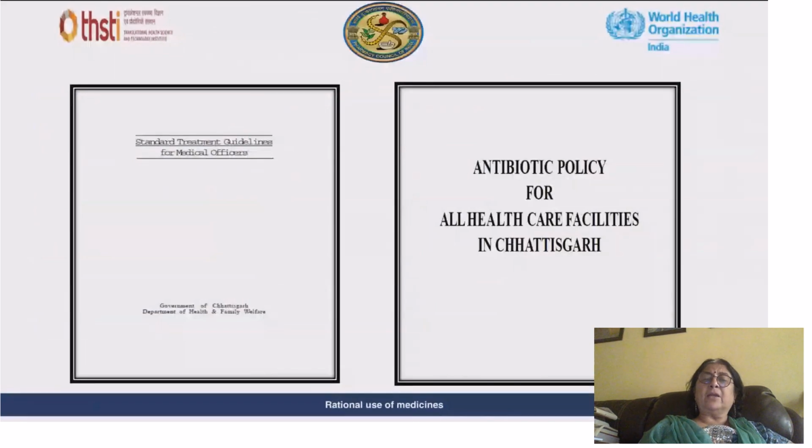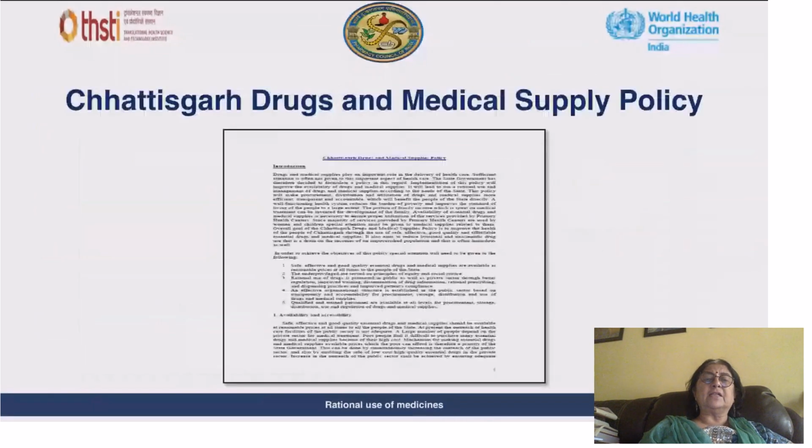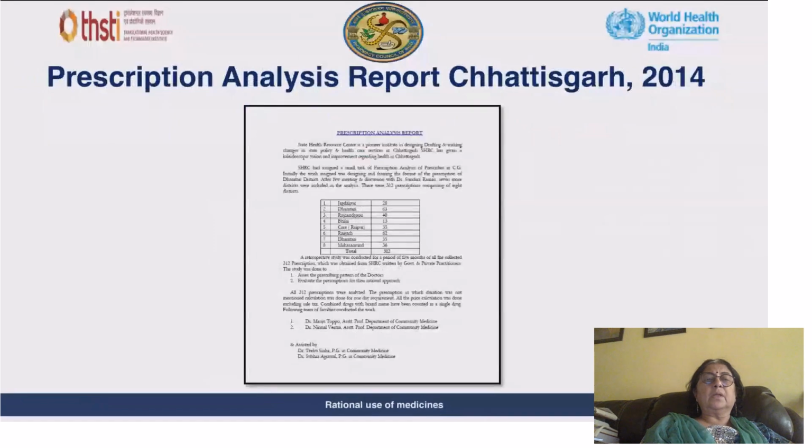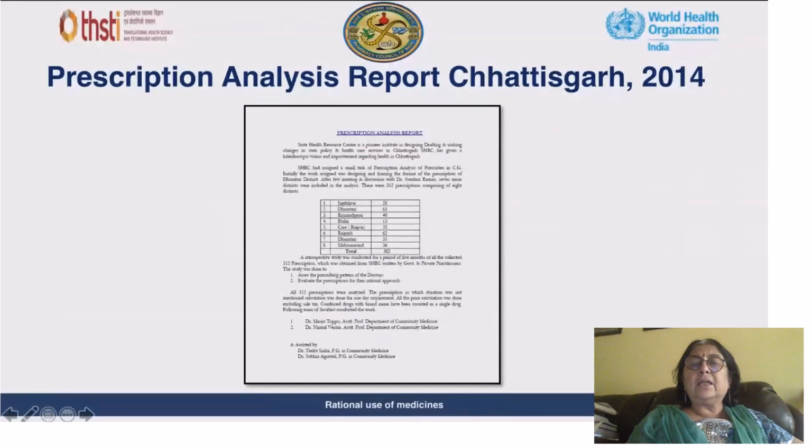We have an anti-microbial policy for all healthcare facilities in Chhattisgarh. We have a medical supply policy, and we have a report on the availability of generic medicines in public hospitals and health centers. There is a prescription analysis report in Chhattisgarh in 2014, which tells you what are the types of medicines that were prescribed.